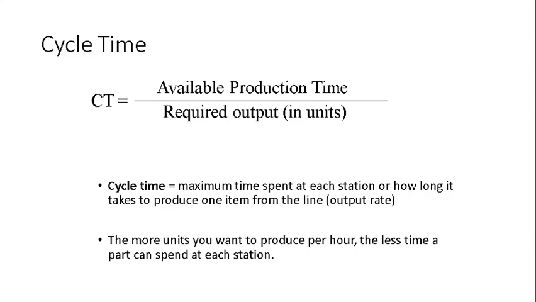So if we want to define the cycle time in a formal way, we would use this formula. The cycle time is defined as the available production time divided by the required output in units. As we said, it indicates the time it takes to produce one unit from the line, and defines the output rate. So the more units we want to produce, the less time we need as a cycle time, the less time our product has to spend at its workstation. And this is the cycle time.